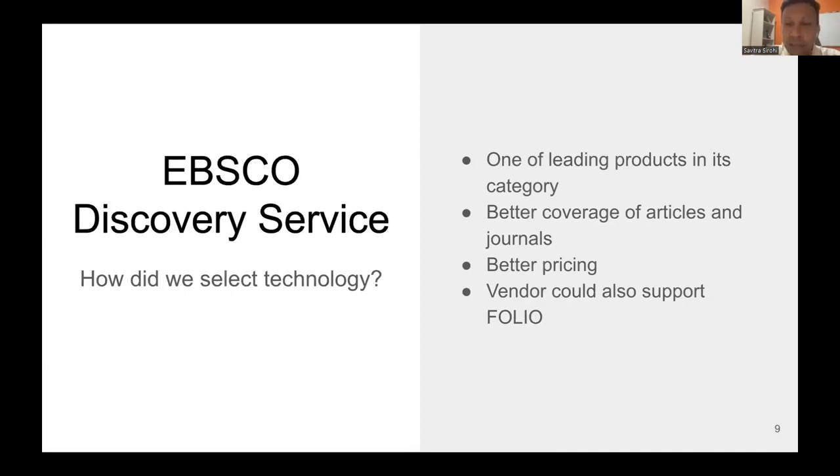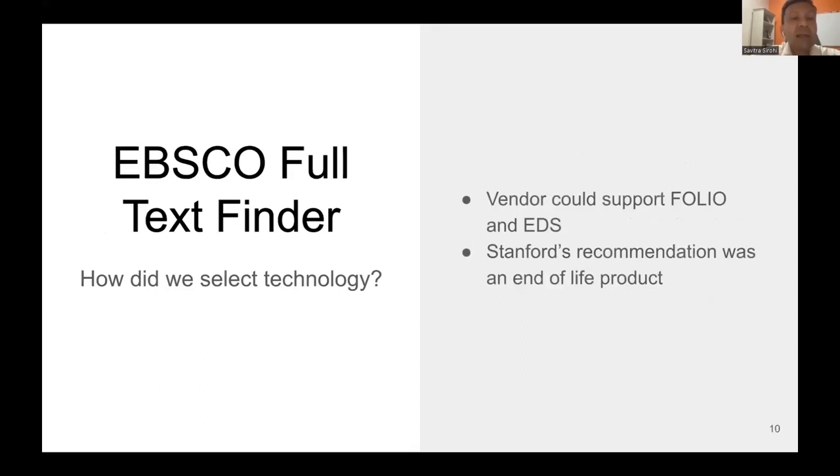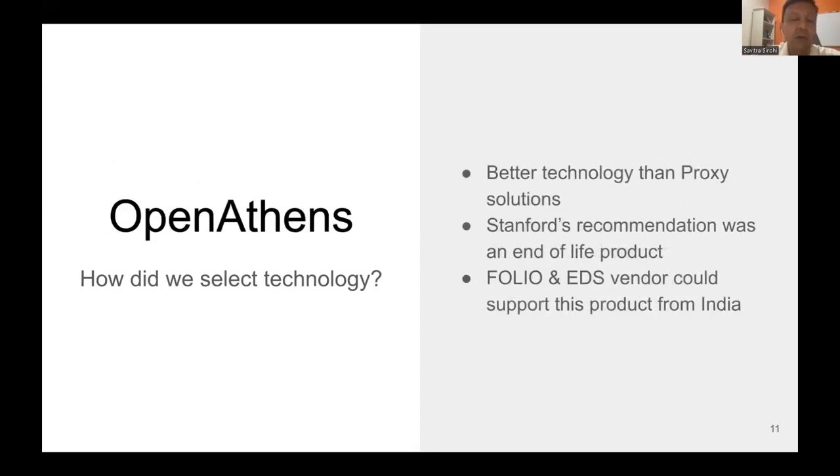Okay, then once you have EDS, you can go with the link resolver of EBSCO, because that comes integrated with EDS. And Stanford had given us a recommendation, but that product that Stanford recommended was end of life. It was not being offered in India anyways, right? So what Stanford was telling us to do was not possible. Okay, so we went with EBSCO Full Text Finder, which is their link resolver.